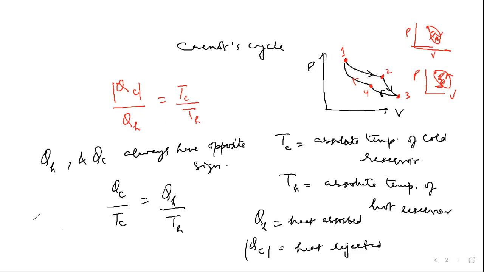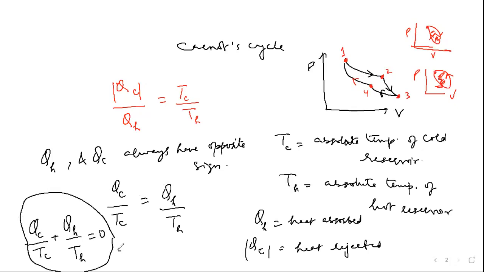I can write QC by TC plus QH by TH is equal to 0. This is 0 because for refrigerator, QH is negative and QC is positive. And for this engine, when I go in the Carnot cycle in clockwise sense, QC is negative. When QC is negative, this term and this term will cancel out. Let me name this equation 1.